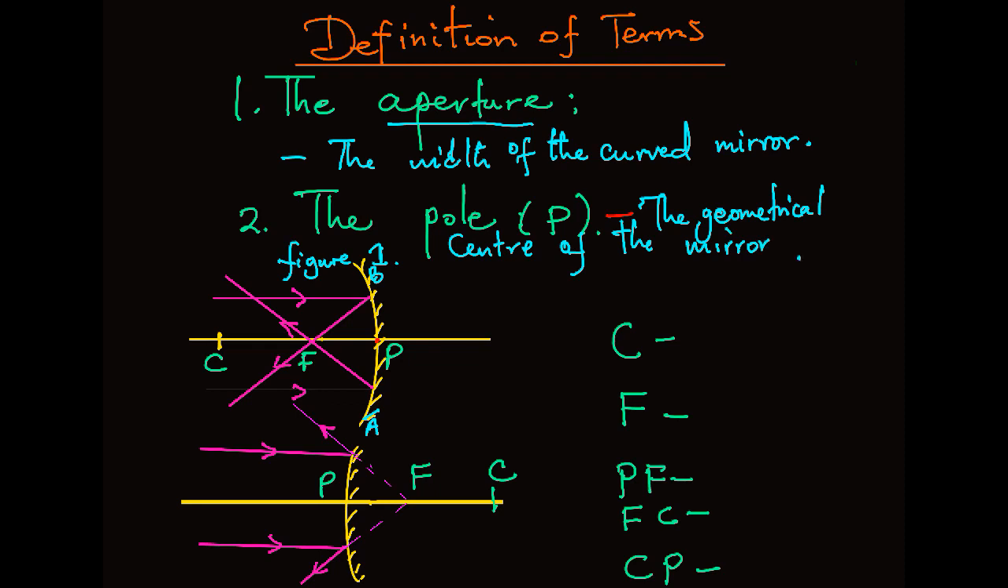It is important to note, however, that both the convex and the concave mirrors have some of these features. So all the features that we are talking about here exist in both convex and concave mirrors. Figure 1 is a concave mirror, while figure 2 is a convex mirror. For the concave mirror, we have P as the pole, and for the convex mirror, we also have P, which is at this point of the mirror. The aperture of the convex mirror is length XY, which is basically the width.